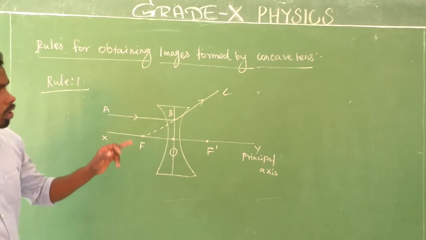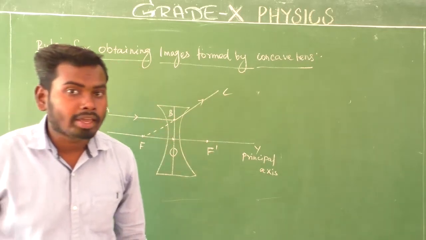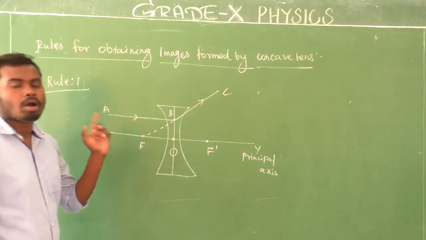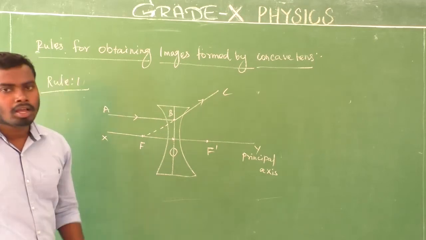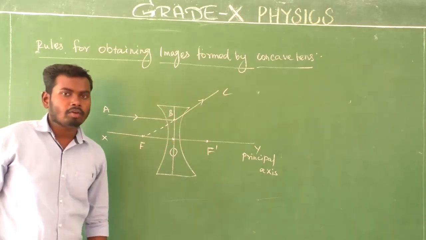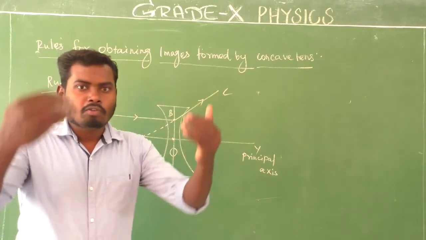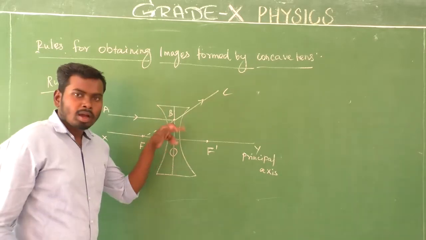This is the first rule for obtaining images formed by a concave lens. Very simple. Okay, I'll repeat it. Consider a concave lens. Why is it called a concave lens? Because the two surfaces are curved in shape. That's why it is known as a concave lens.